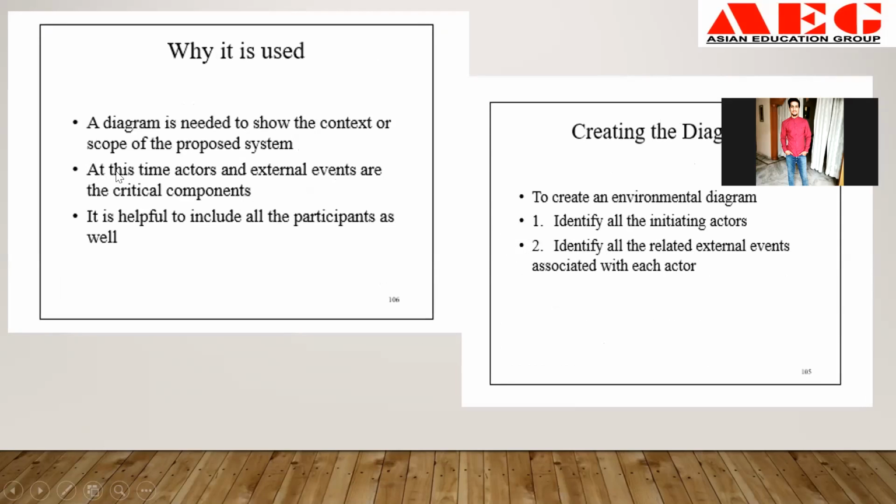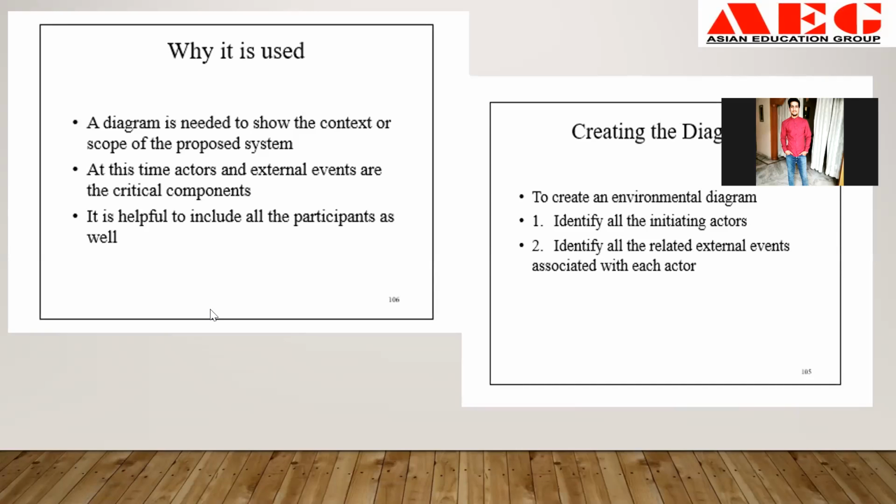Why is it used? A diagram is needed to show the context or scope of the proposed system, because we know the graphical user interface definitely gives a good impression in our brain. So that is why we always do things diagrammatically. That is the only purpose of creating the data flow diagram, which shows from which place the data is flowing to which place. So it is important to use diagrammatic representation of anything.